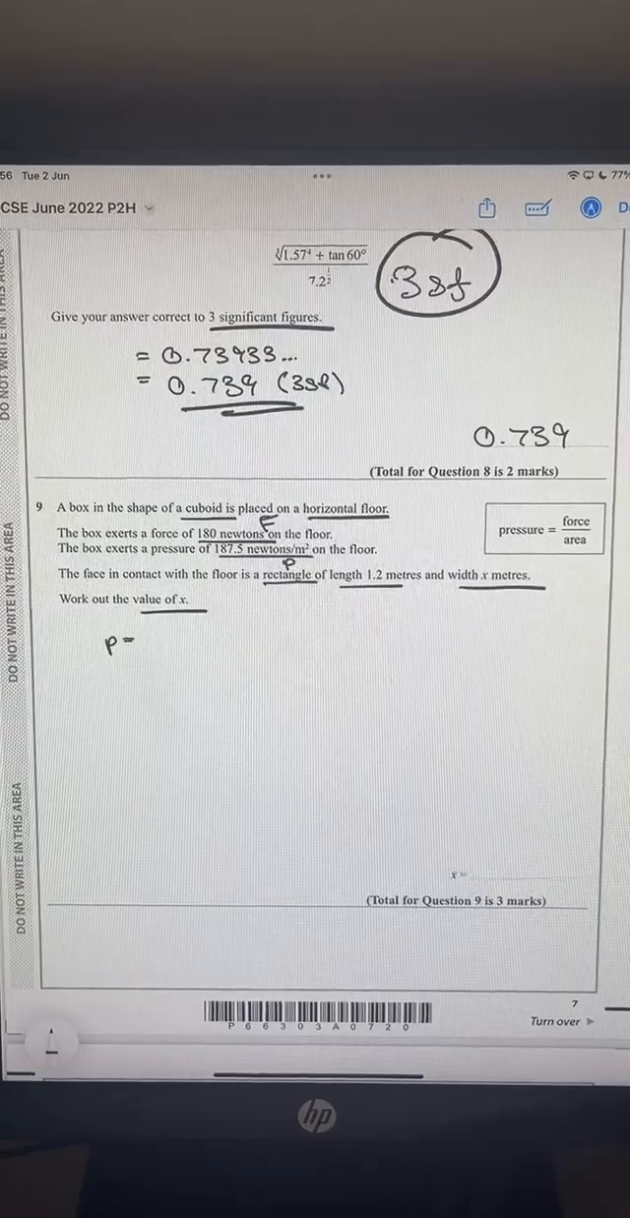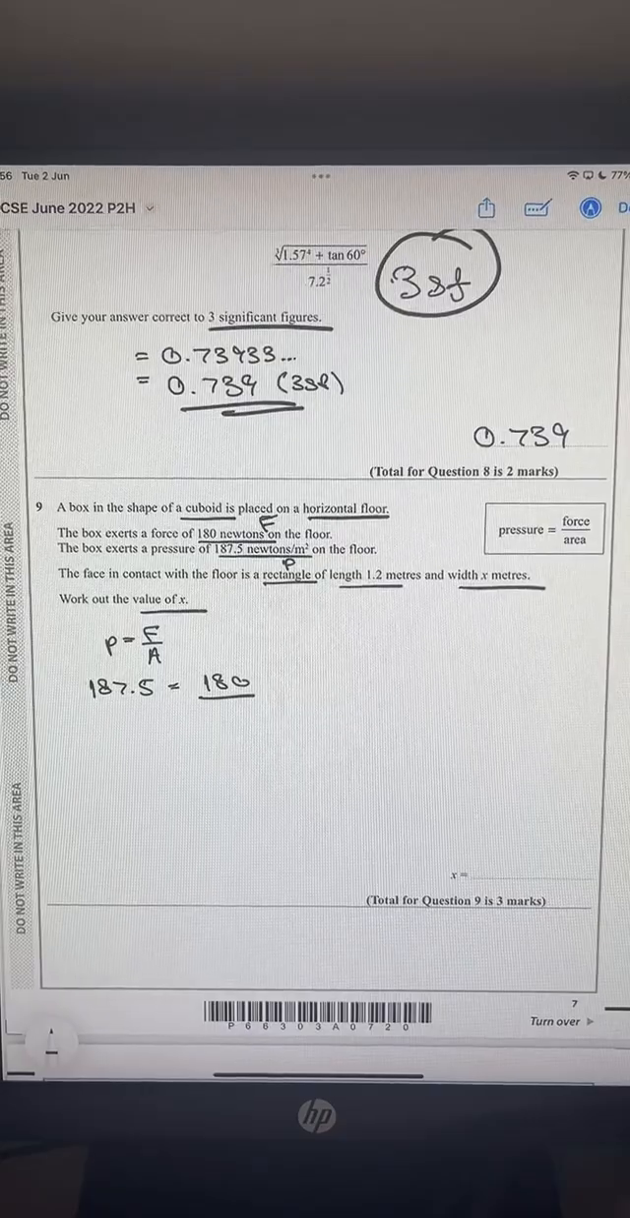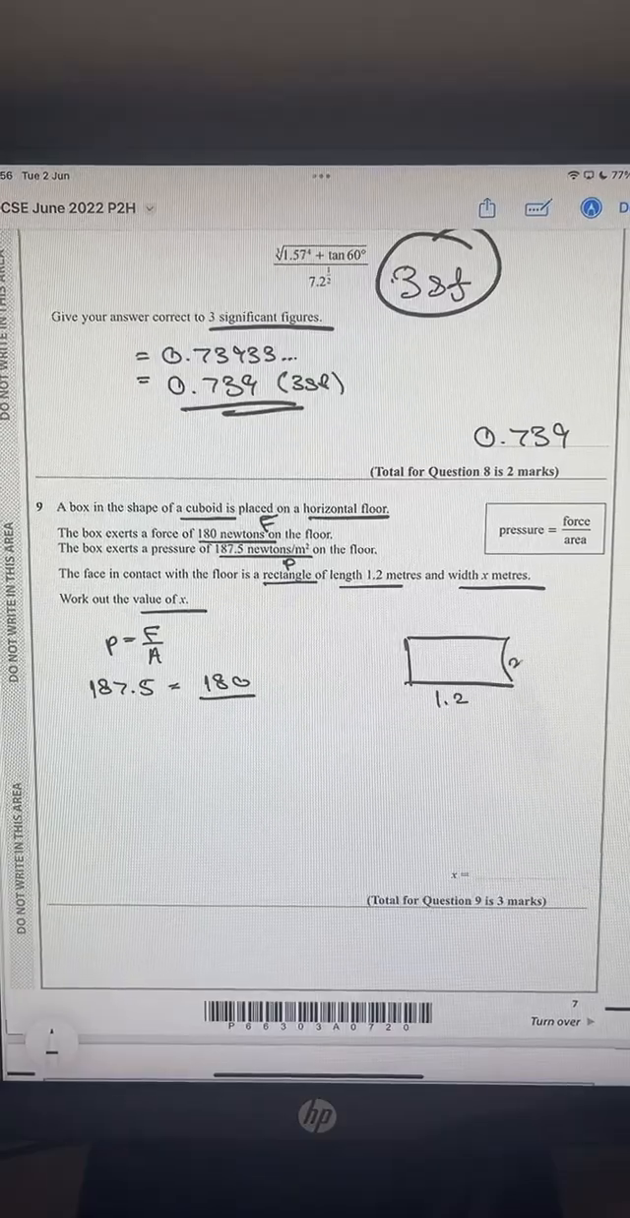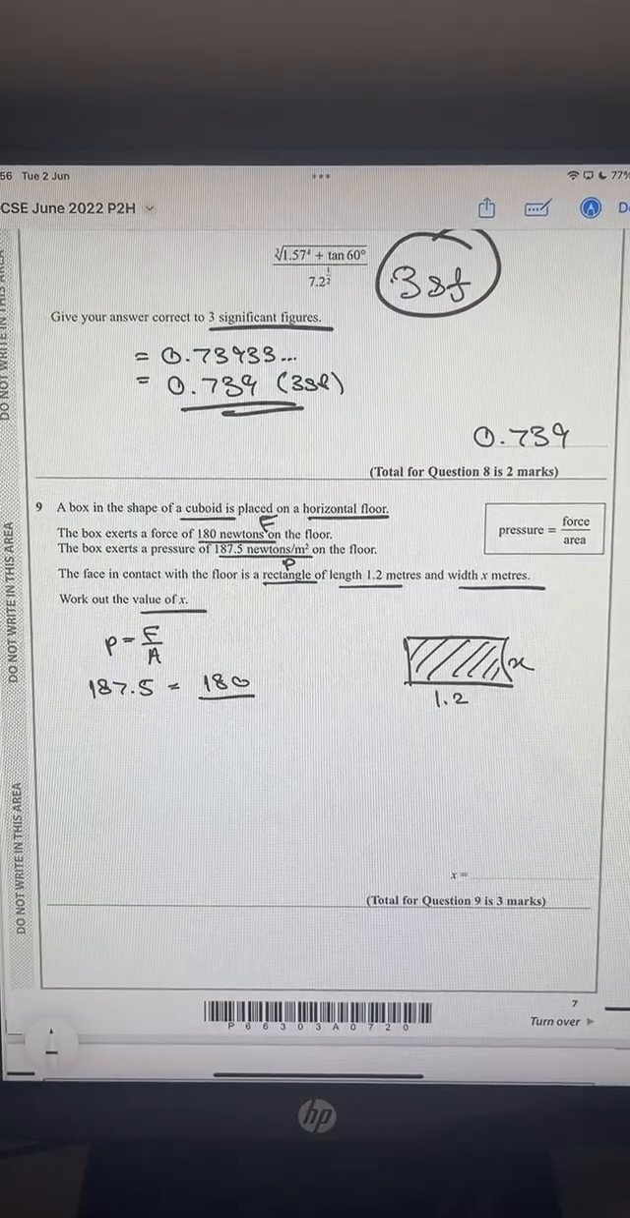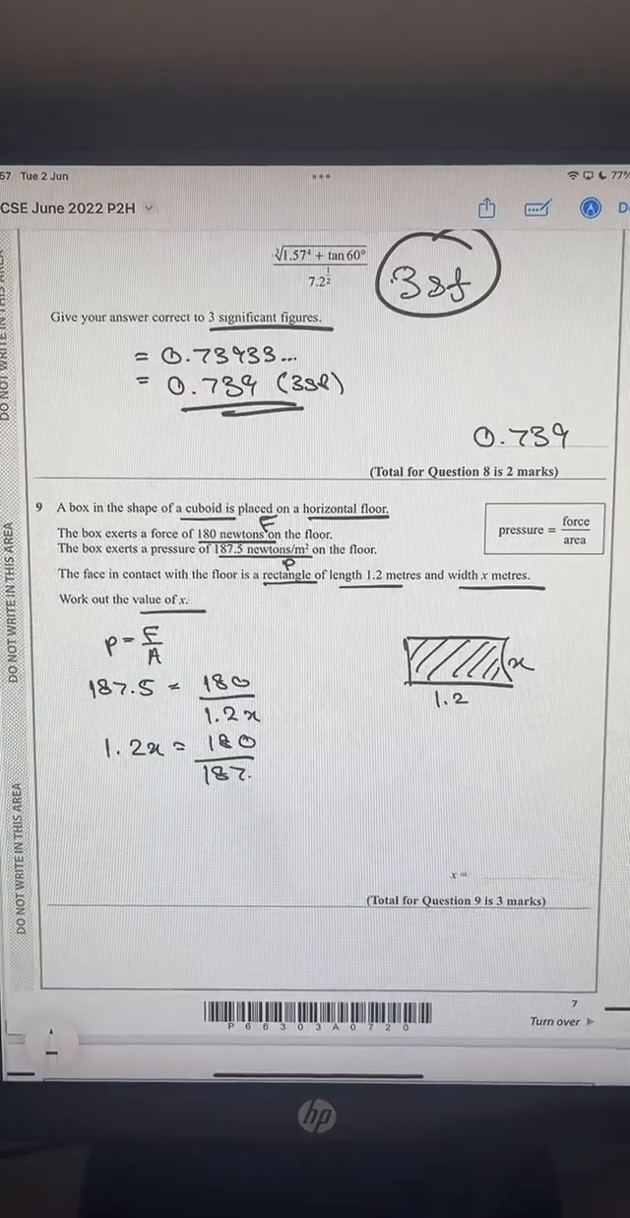So using our formula, P equals F over A, we know that P is 187.5 and F is 180 and A is my area. We know that the length is 1.2 and the width is x. So if I just show you, this is what the base of my little box looks like on the floor. So we know that the area is 1.2x. So if I'm solving for x, let me rearrange. I'm going to multiply both sides by 1.2x and divide by 187.5 at the same time. So we get 1.2x is 180 divided by 187.5.